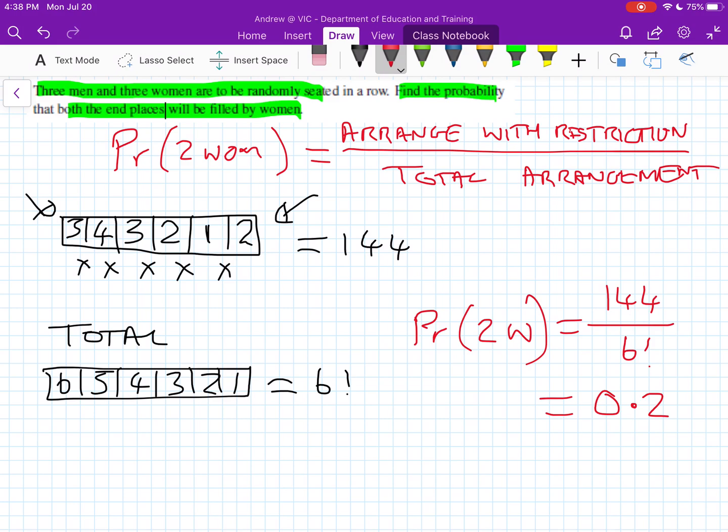Just remember with these questions that you need to work out your probability with the restriction, or how many arrangements you have with that restriction, and you put that over the total amount of arrangements if there's no restrictions in place. So this is how you can break down these probability questions. So hopefully this helps, and good luck.